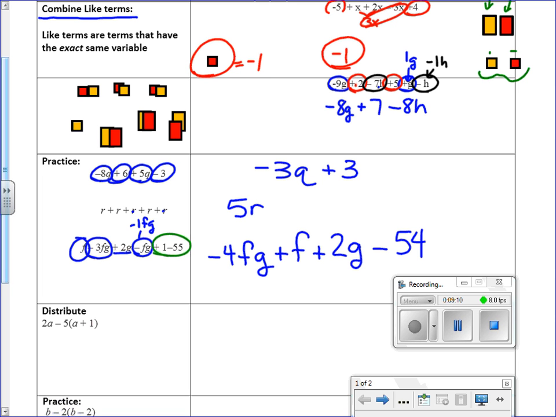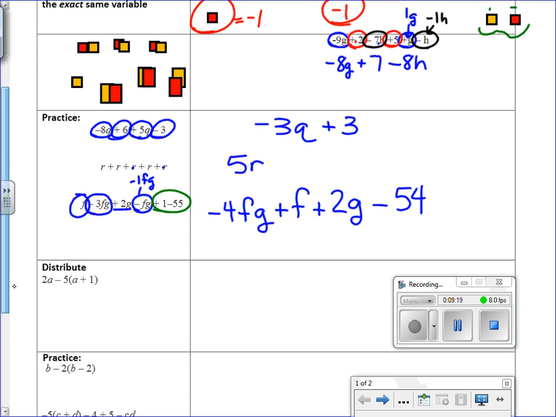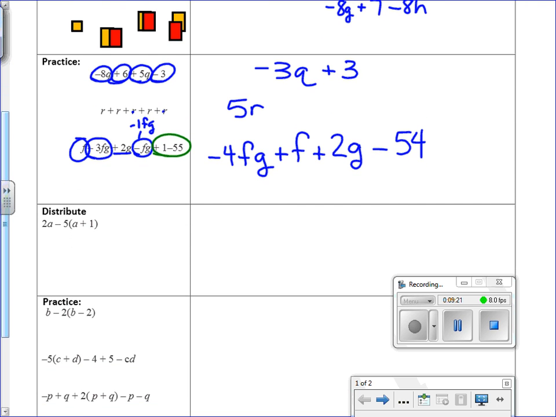Now, if you're good with that, great. And if you need to repeat this, go ahead. Again, you can use the chips if it helps you. We're going to move forward, though, and we're going to distribute. To distribute, I'm going to simplify this expression.